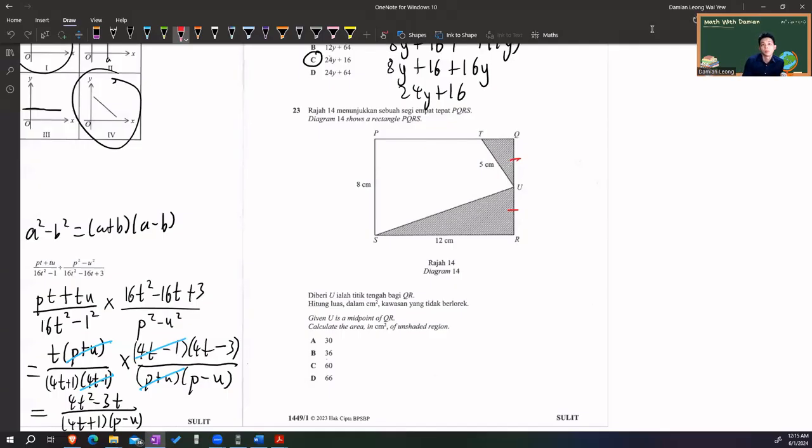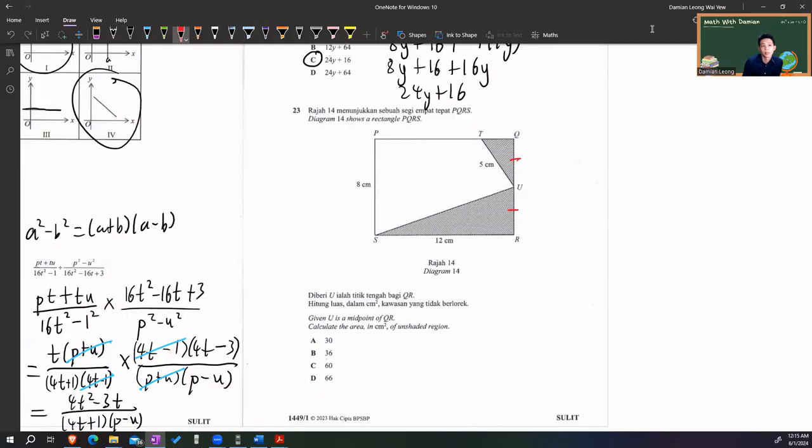So yeah, we need to find the area unshaded region. So to find area unshaded region, we can take area of the whole thing minus the area of shaded region. The whole thing is area of rectangle. Okay, luas.